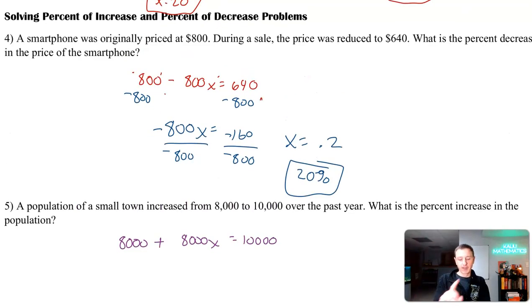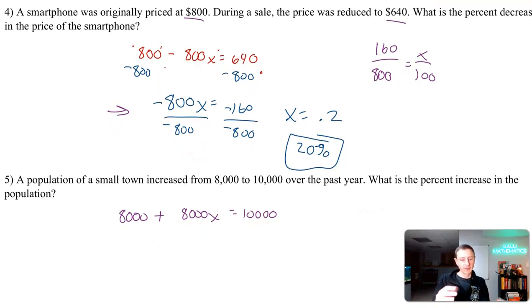Now, if I backtrack to number 4 real quick, I could have also done a different strategy where I could have said, well, 800 minus 640 was 160. And then I could have taken that amount and figured out what percentage of 800 that 160 is. So I'd say 160 is what percentage of 800. And then I'd solve that proportion. Same exact thing. You kind of already did it when you went through and solved this, but they're just creating more steps.